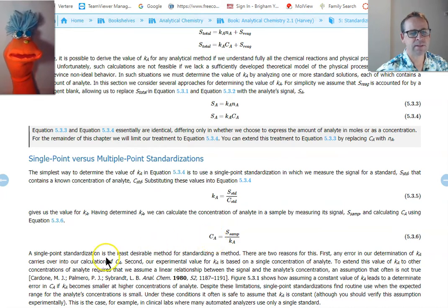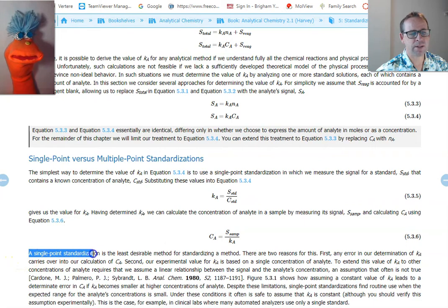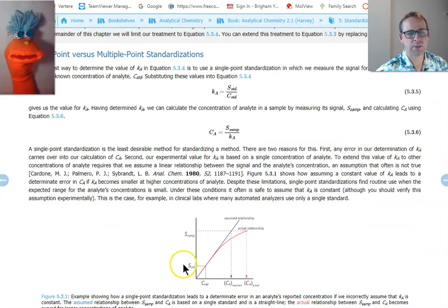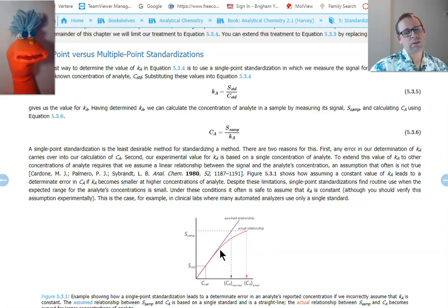However, that's called a single point standardization, and it's the least desirable method for comparing our sample to a standard, for a couple of reasons. One, well, both of them are basically the same. The sensitivity associated with relying on a single standard is a problem, right? Because if you made any mistake in that single standard, it will be propagated.